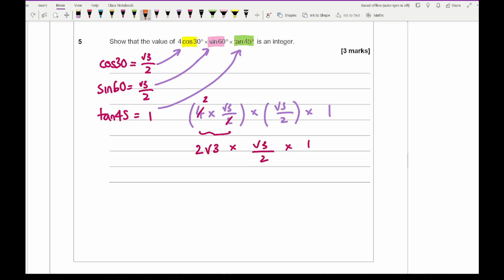Then if I just simply convert all of those into fractions, so I get 2 times 1, which is 2. Root 3 times root 3 is root 9. And then multiplying all the denominators together, I get 1 times 2 times 1, which is 2. And the 2's then cancel. So all I'm left with is root 9, which is 3, which is my integer.